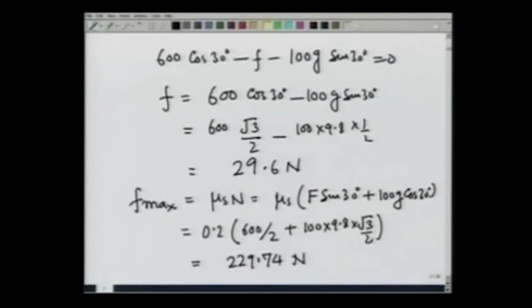So, you see, when I apply a force of 600 newtons, the maximum possible friction that can exist is 229.7 newtons, and the frictional force that I require to keep the block in equilibrium is only 29.6 newtons, and therefore the block will remain in equilibrium.